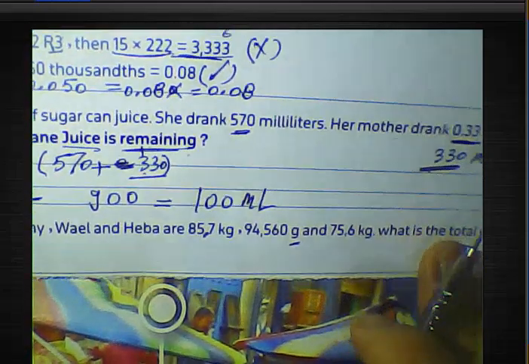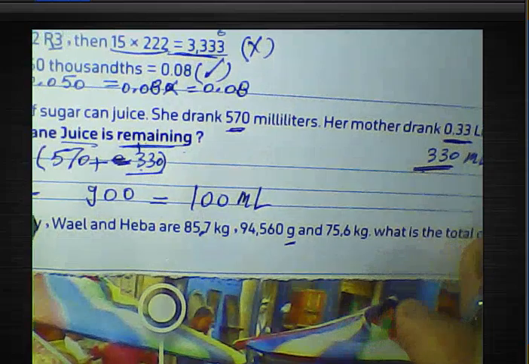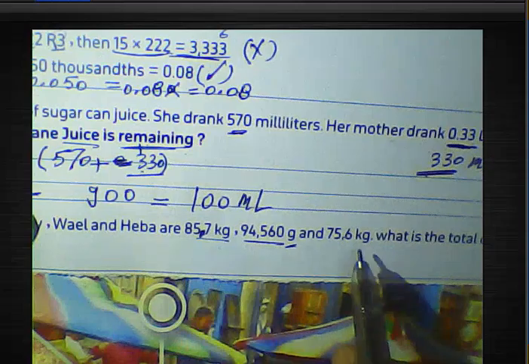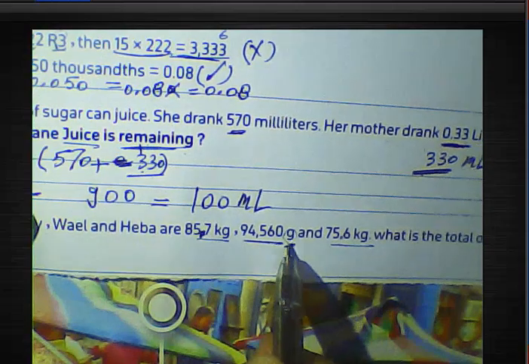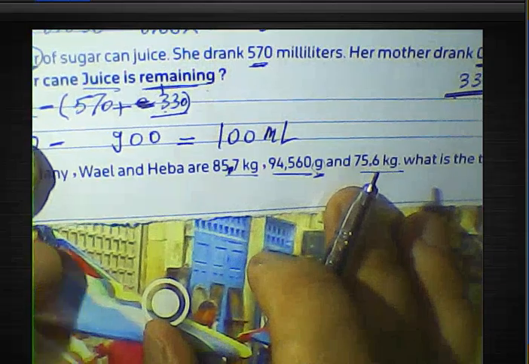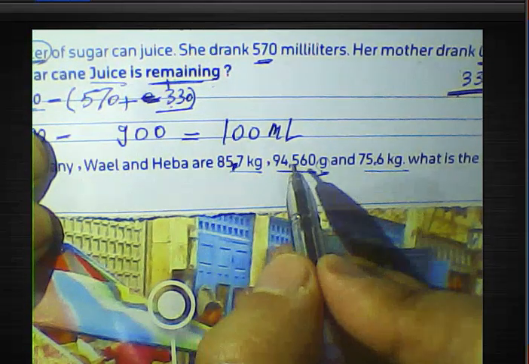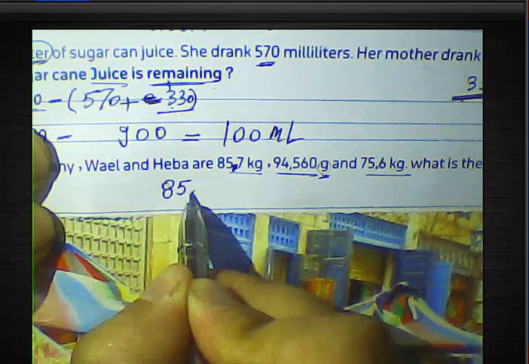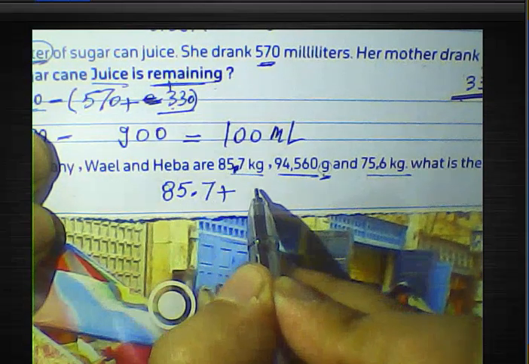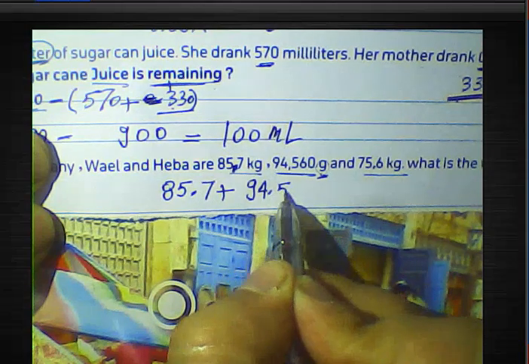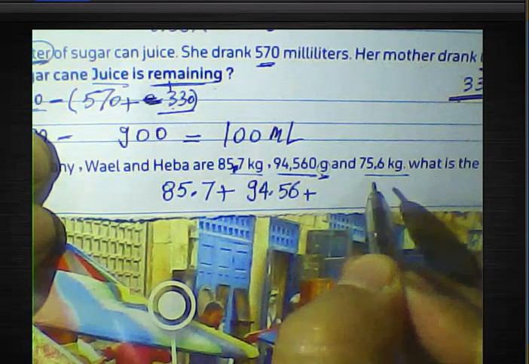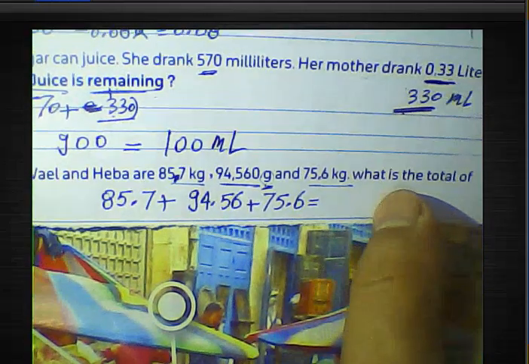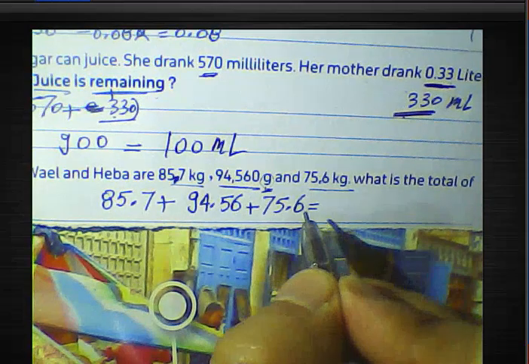First we can convert from kilogram to gram, or this number we can divide by 1000 because this number is in kilogram and this number is in kilogram, so this number we must convert from gram to kilogram by dividing by 1000. Okay, this number divided by 1000, so we must put the point after 3 digits. We can write 85.7 plus 94.56 plus 75.6. Okay, then we can find the result by aligning the parts.